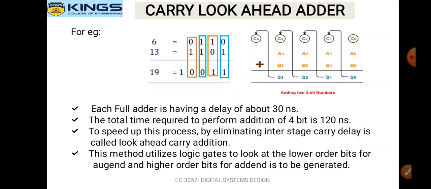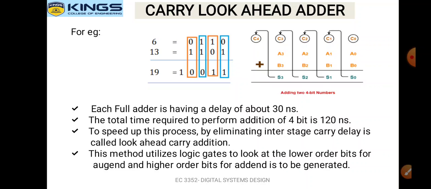Again I am going to add 1 plus 0. 1 plus 0 is 1. So the sum will be 1. The next term will be waiting for the input carry. The next one is 1 plus 1, which is 10. 10 is 0 with a carry of 1. So the last term will be waiting for the carry input.